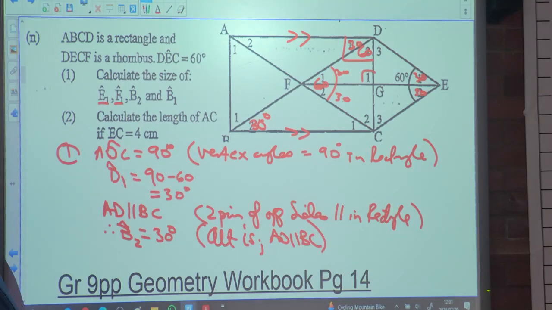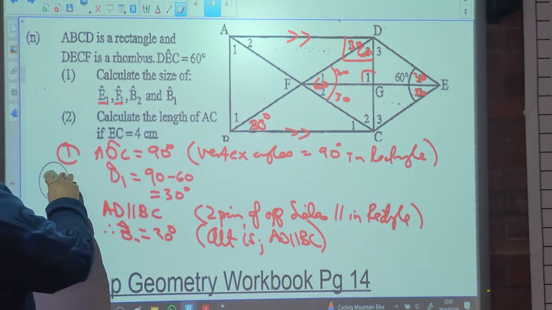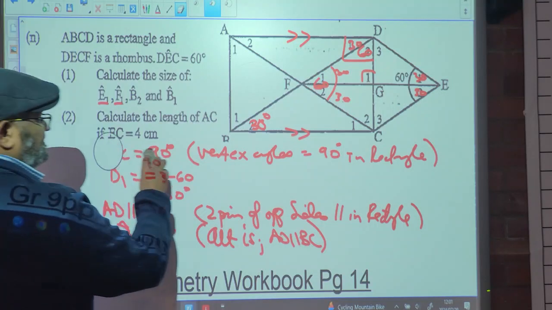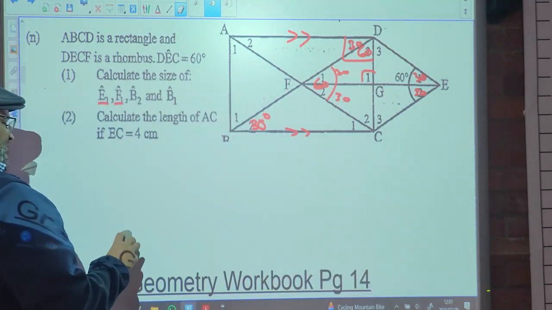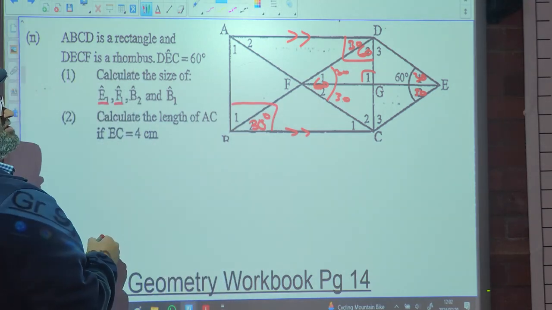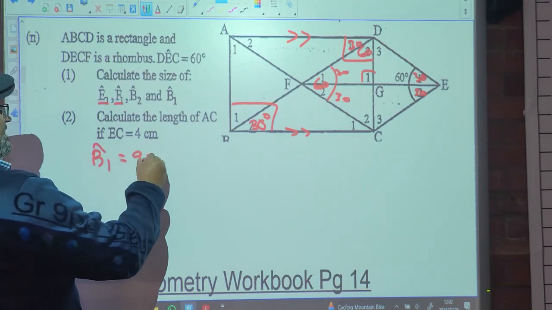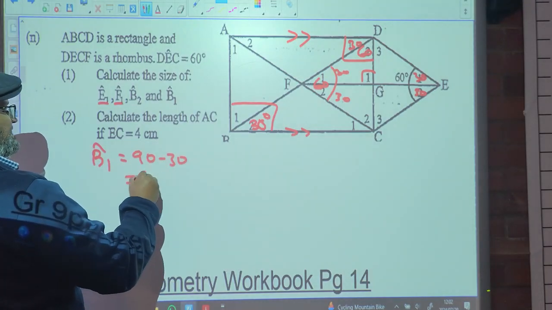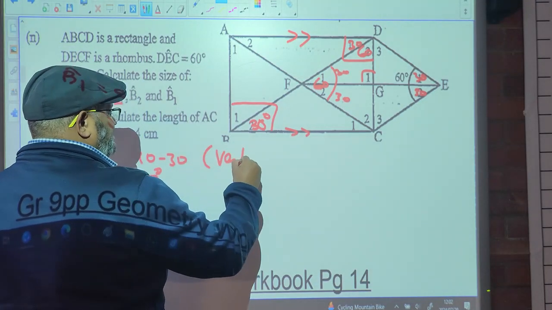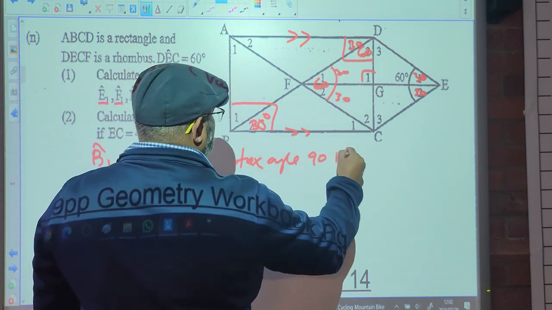Alright, anybody else? Any confusion here? No? So they asked you for B1. Are you going to get B1? We know that is 90 degrees, not so? So we're going to say that B1 is equal to 90 minus 30, which is 60 degrees. Why? The vertex angles equal 90 in a rectangle.